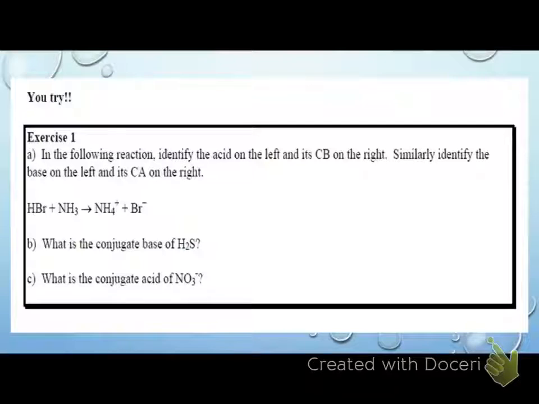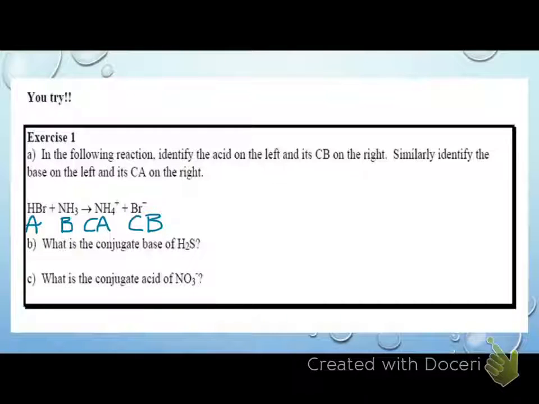Okay, so let's identify here. So HBr is what? The acid or the base? HBr? So that makes NH3 the base. So what is the conjugate base of HBr? Br minus is the conjugate, and then NH4 is going to be the conjugate acid of ammonia.